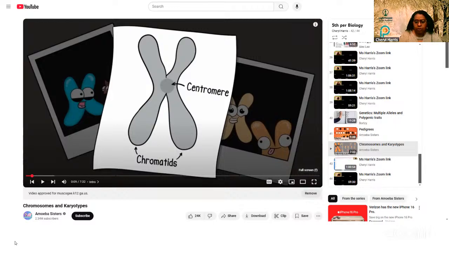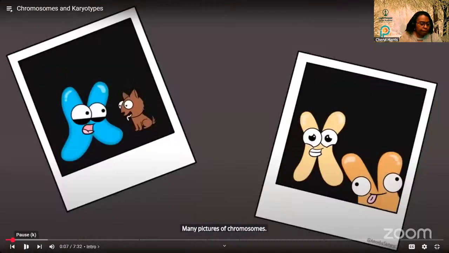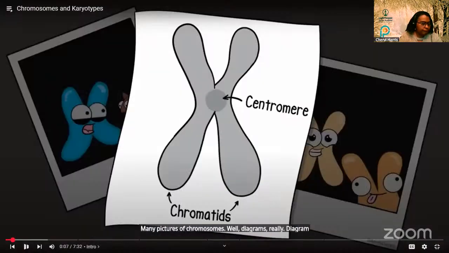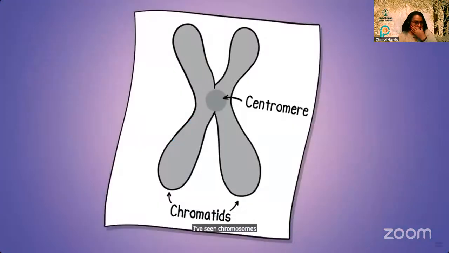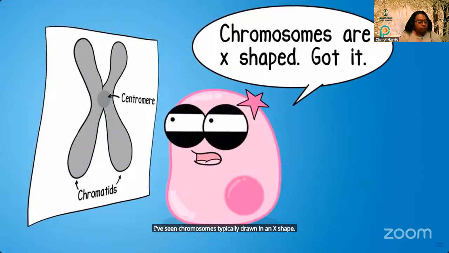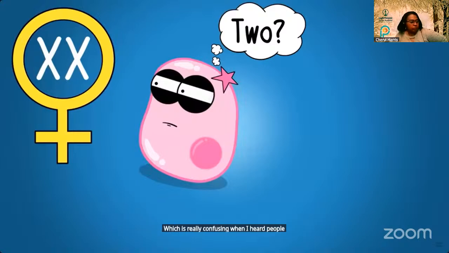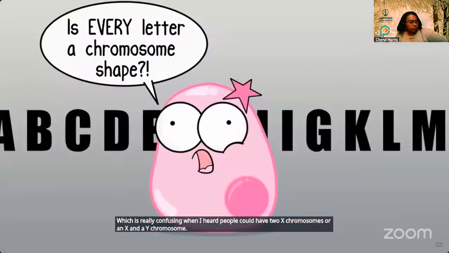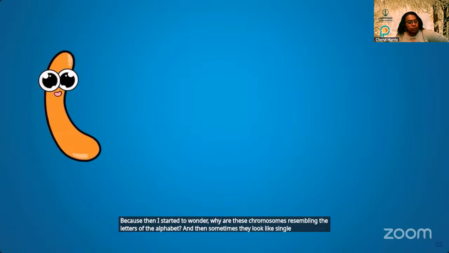So again, they're going to start off with a slight recap of what chromosomes are. Many pictures of chromosomes. Well, diagrams really. Diagrams are awesome, but I've learned I need to be careful about misconceptions that can come with them. See, in diagrams, I've seen chromosomes typically drawn in an X shape. So when I was younger, I thought, okay, all chromosomes are an X shape, which was really confusing when I heard people could have two X chromosomes or an X and a Y chromosome, because then I started to wonder, why are these chromosomes resembling the letters of the alphabet? And then sometimes they look like single stick pieces and not X shapes, and I wondered what is going on with these things.